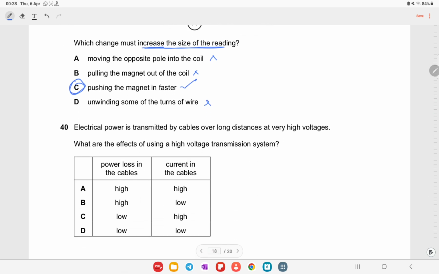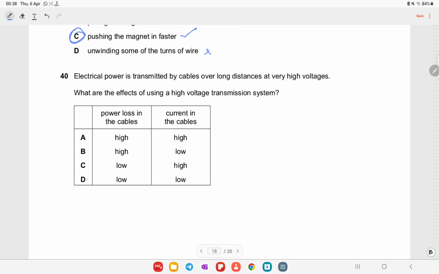Electrical power is transmitted by cables over long distances at very high voltages. What are the effects of using a high voltage transmission system? In this case, option D is your right answer, because when you increase the voltage by step up transformers, that results in a decrease of current. And finally, the power losses are going to be reduced in this scenario. So this is done. Thank you very much.